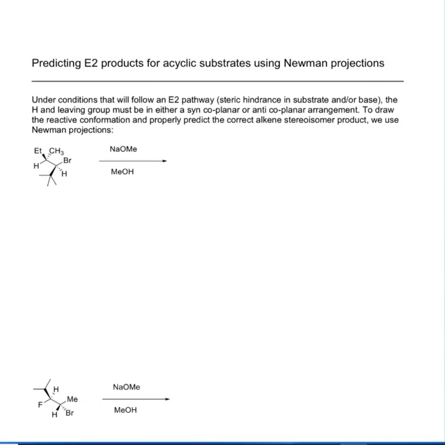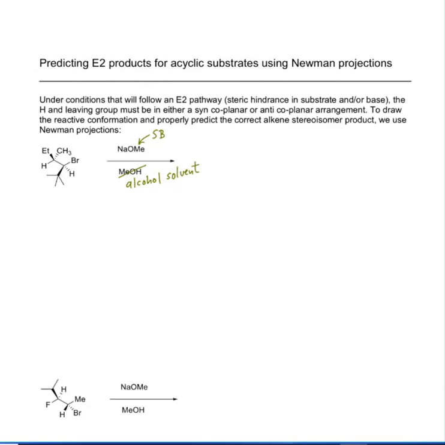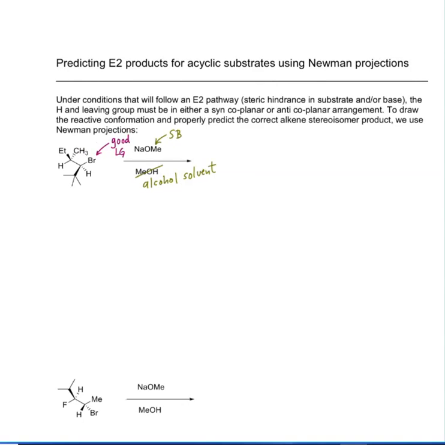Okay, so let's start by just assessing what we have. We have sodium methoxide. We know that the methoxide ion is a strong base. The methanol, following what we did with ethanol and ethoxide on the previous page, is just the alcohol solvent, so it's not going to participate. We have a good leaving group. And we have a fairly hindered secondary substrate.